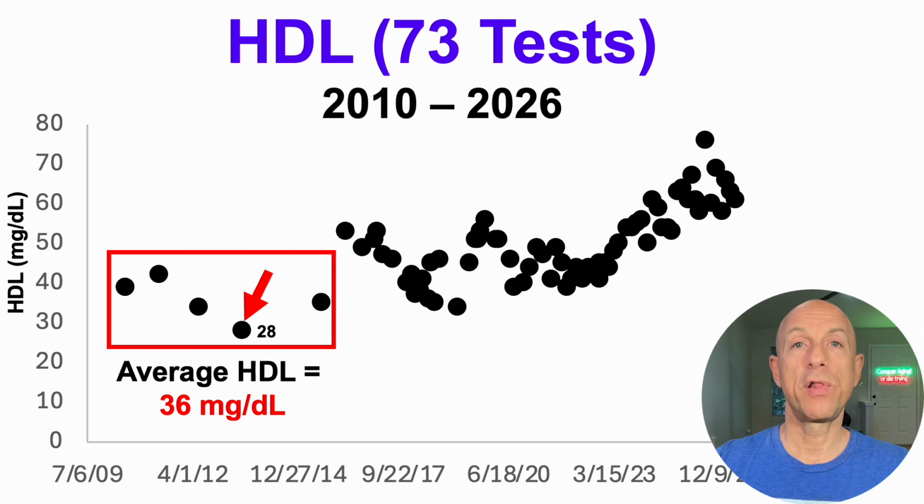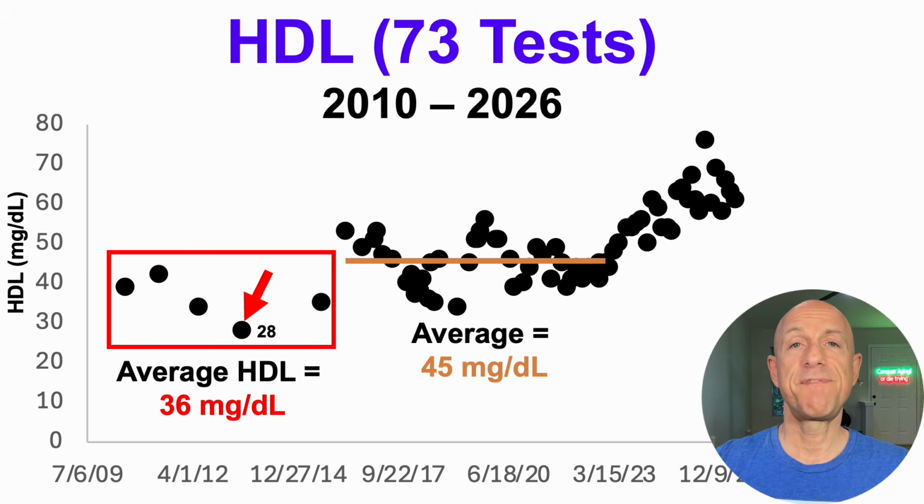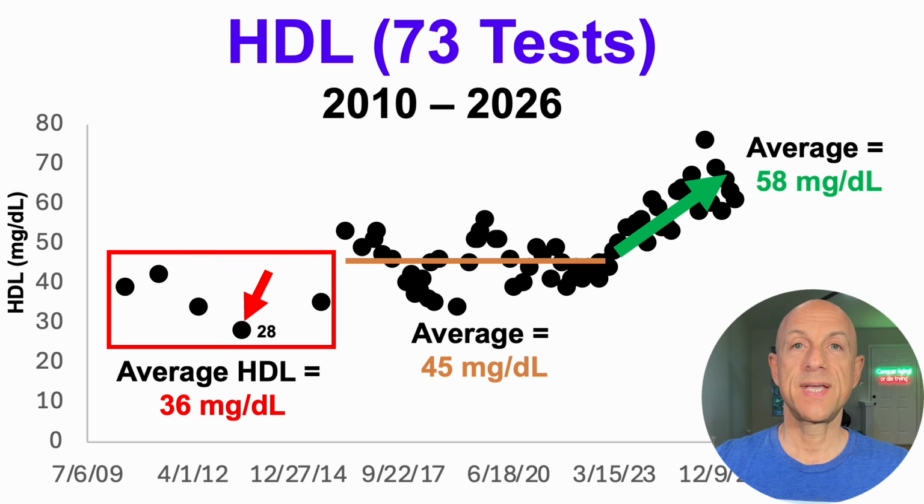And now looking at all of it, the other 68 remaining tests since 2015. From 2015 to 2022, I had some success in following this approach with average HDL of 45 milligrams per deciliter, which is better than those first 5 tests of 36 milligrams per deciliter. But then starting in 2023, we can see that almost every test, except for one, was in that Lustgarten optimal range of 50 to 69 milligrams per deciliter, with an average of 58 milligrams per deciliter during that time. One was a bit too high, 77.